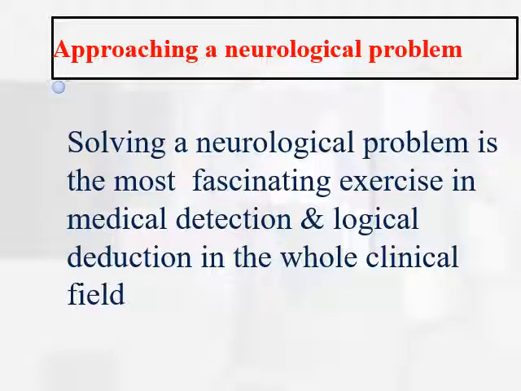One of the important challenges in neurology is to know the localization of the lesion. Where is the lesion within the nervous system? To solve this puzzle, you need to take an appropriate history and do a detailed examination to detect where the lesion is. And this is different from any other clinical field. You need logical thinking, detailed information, and proper examination to reach the proper diagnosis.